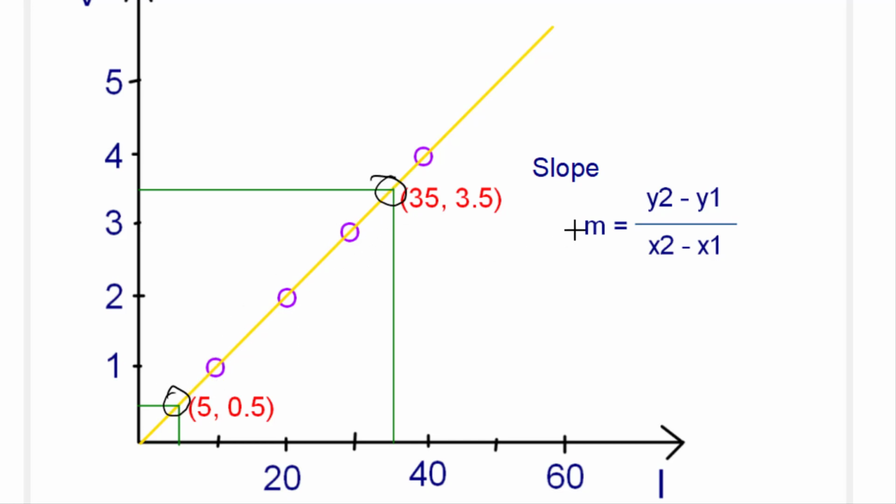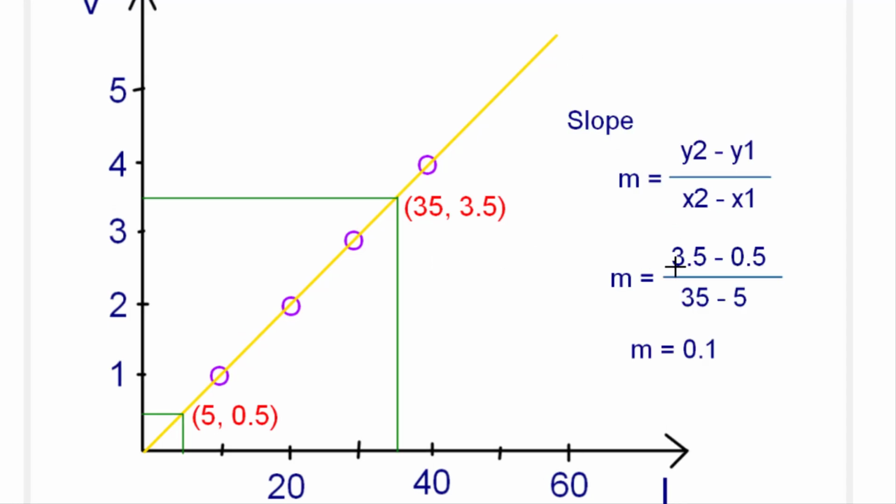So the formula for finding the slope is y2 minus y1 upon x2 minus x1. We can take any of the values as x1 y1. So let us take this as x1 y1 and this as x2 y2. So y2 minus y1 upon x2 minus x1. So we can find the slope of this particular line. This is how you find the slope.